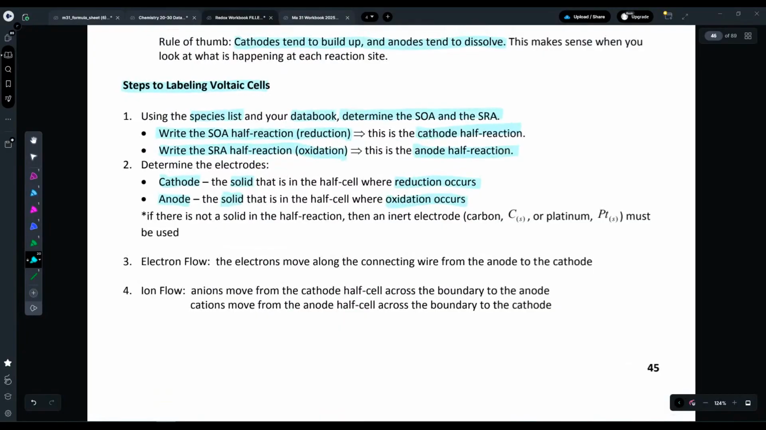If there is not a solid in the half reaction, then you have to figure out what inert electrode to use. Inert electrodes are typically either carbon or platinum, and you have to figure out which of those inert electrodes is going to be your cathode or your anode. It depends on what's being used in the question, or what the setup of the voltaic cell is in the question.